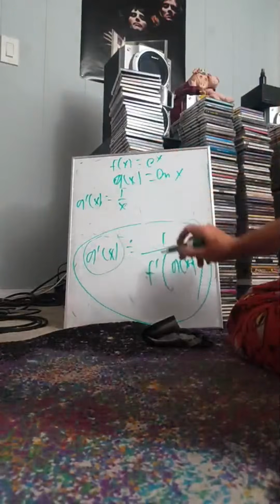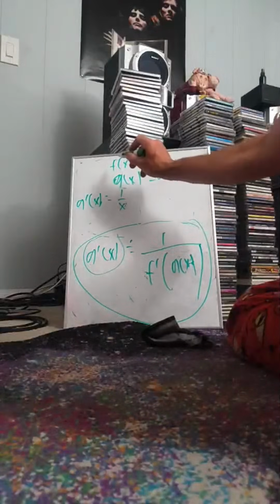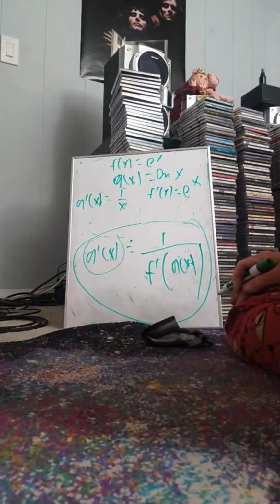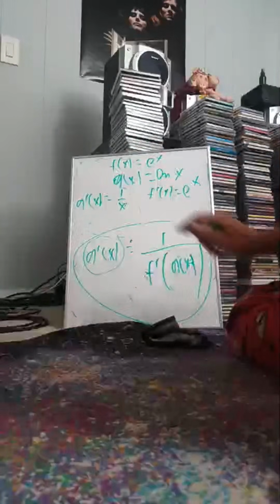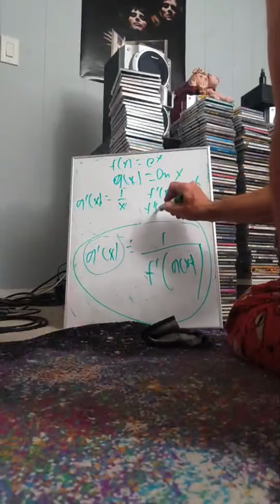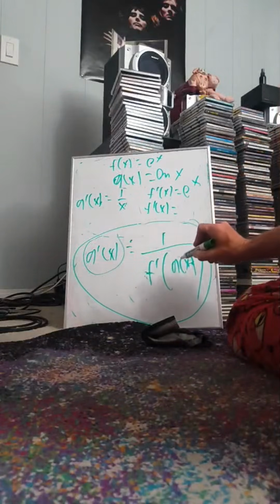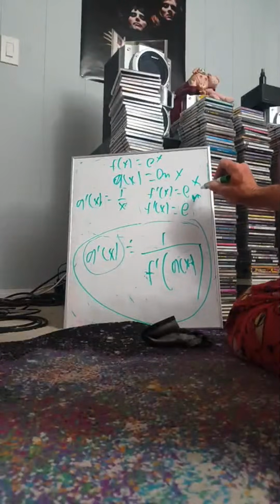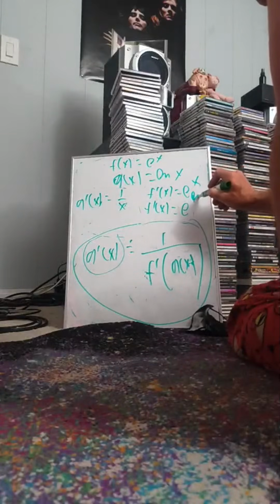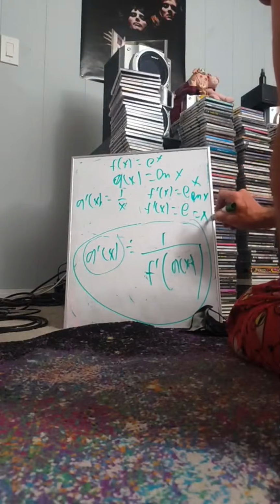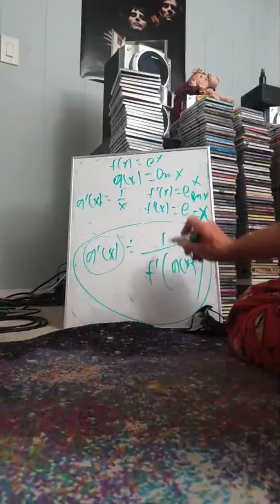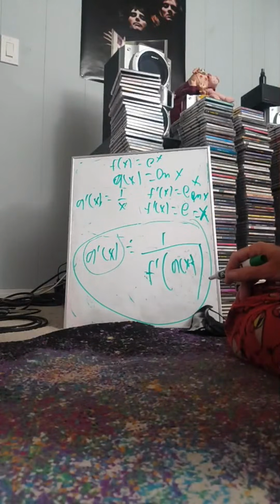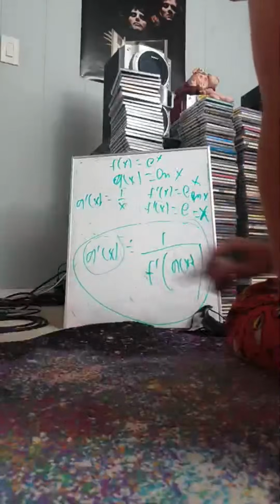But f prime of x equals e to the x. But you want f prime of g of x, and g of x is logarithm of x. So f prime of g of x equals e to logarithm of x, which is equal to x. So f prime of g of x is equal to x. See that? But g prime of x is equal to 1 over x.